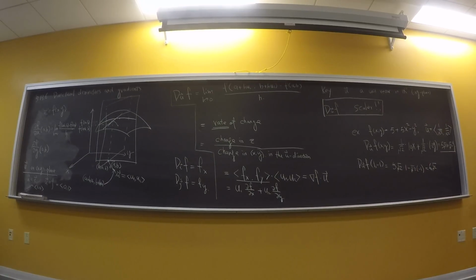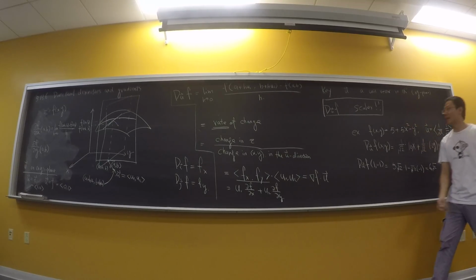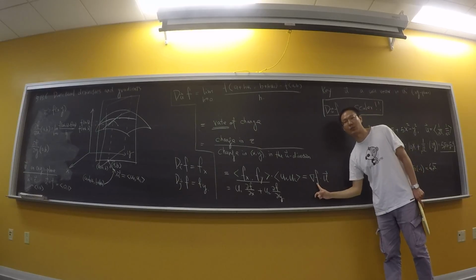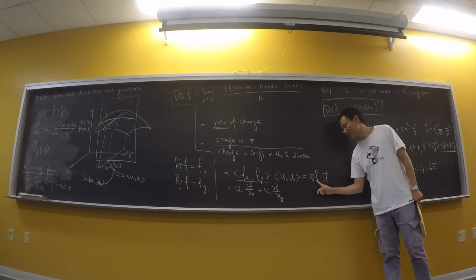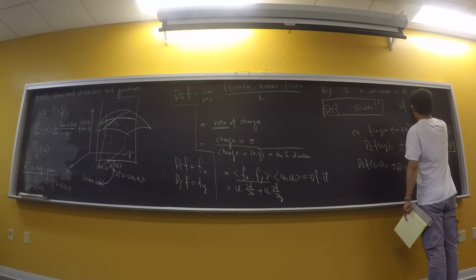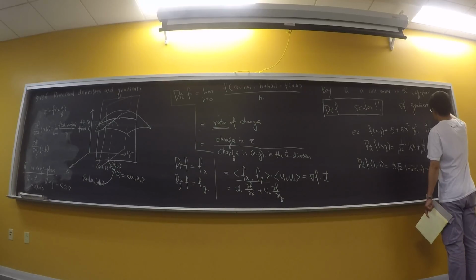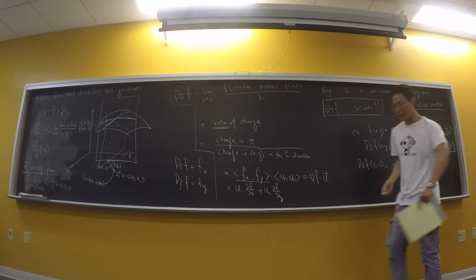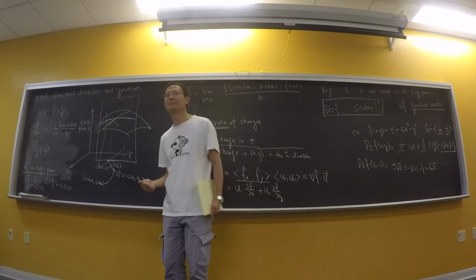So now, instead of having two objects in our question, I have three objects. I have a unit vector in R2, which is indeed a vector. I have a gradient, which is a vector or a scalar? Vector. It has to be a vector to make this dot product valid, right? So I also have a gradient vector.